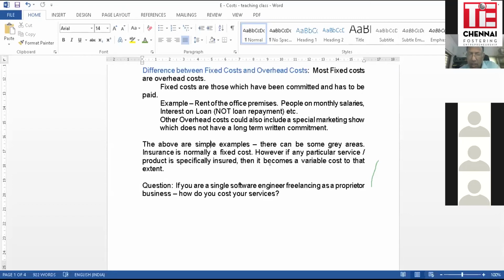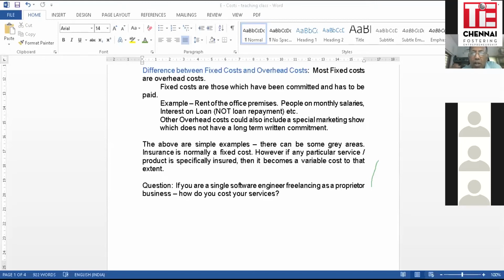If you're a single software engineer freelancing as a proprietor business, how would you cost your services? Let's say you're staying at home, you've got your own laptop. Do you have any cost? Or you don't have a cost, you're all free. Think about it. We'll come back to it a little later if some of you still want to discuss it.